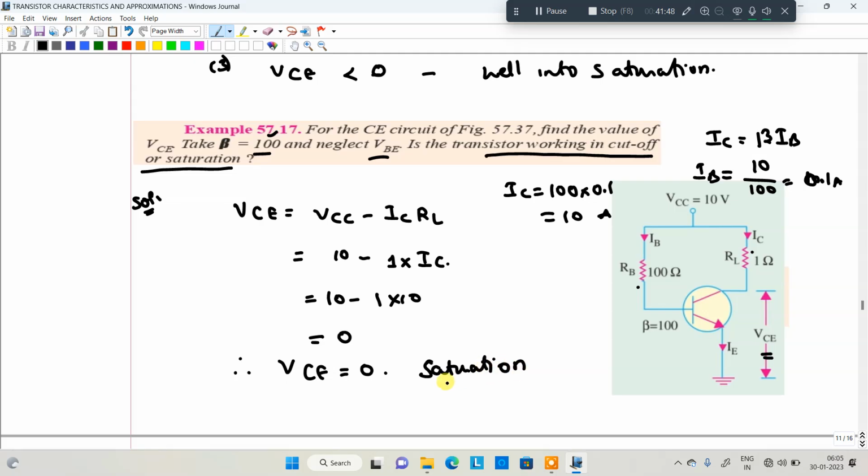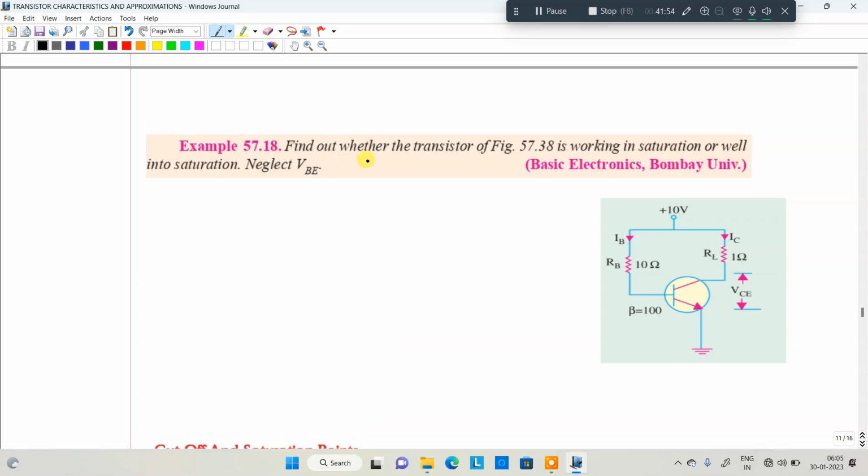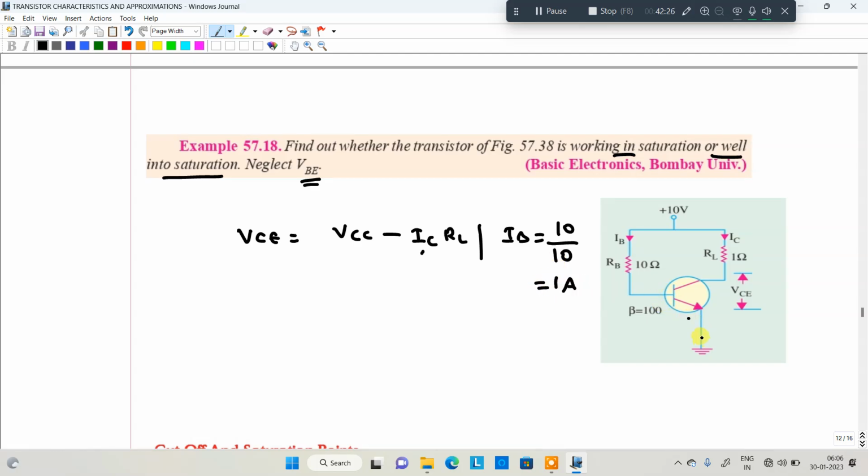Okay, clear? Next, coming to the next problem. In the next problem, find out whether the transistor is working in saturation or well into saturation. Neglect the VBE. So they mentioned VBE is neglected. Again, we need to find out VCE. The same thing, VCE is equal to VCC minus IC into RL. I want IC, so first I'm going to find out the IB. IB is equal to 10 divided by 10, that is 1 ampere, because you neglect the VBE and there is no resistance in the emitter terminal.